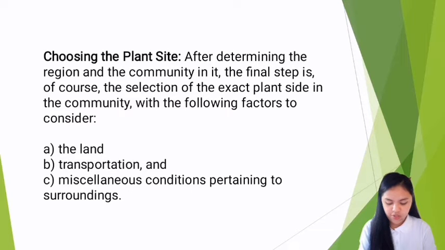So, choosing the plant site. After determining the region and the community in it, the final step is, of course, the selection of the exact plant site, with the following factors to consider. First is the land, transportation, and miscellaneous conditions pertaining to surroundings.